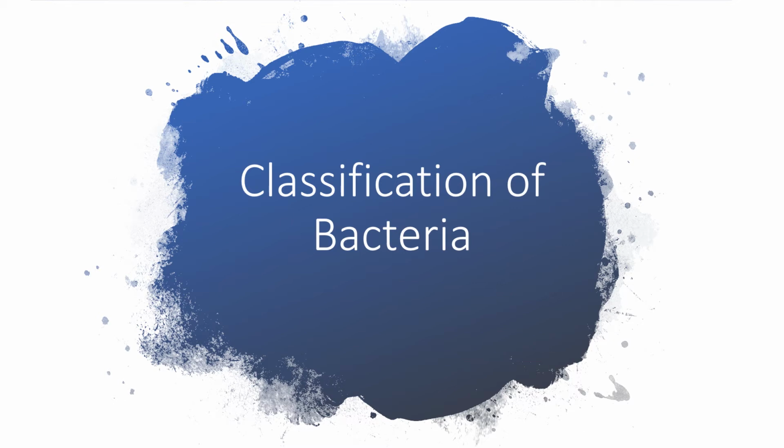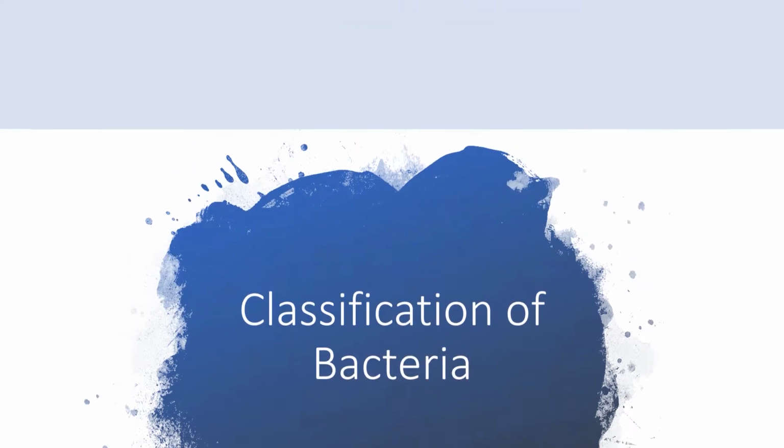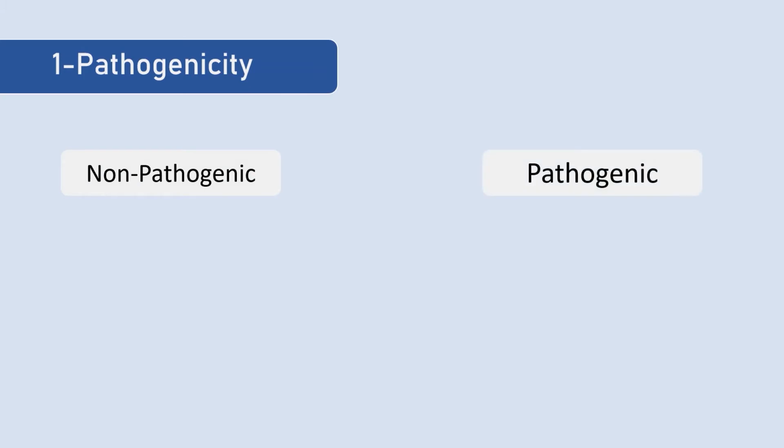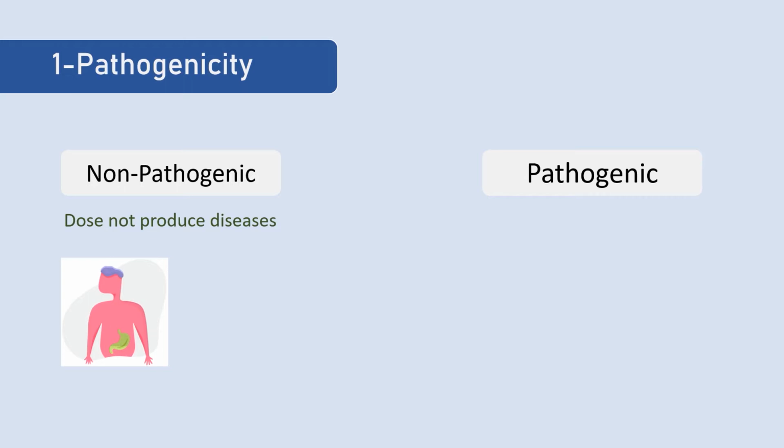Bacteria are classified according to a number of things. They can be classified according to their pathogenicity, to non-pathogenic and pathogenic. Non-pathogenic means the bacteria that do not cause any disease in normal situations as long as the body is healthy. Like, for example, the normal flora that exist in our intestine. They help in digestion and produce biologically important molecules like vitamin B and vitamin K.